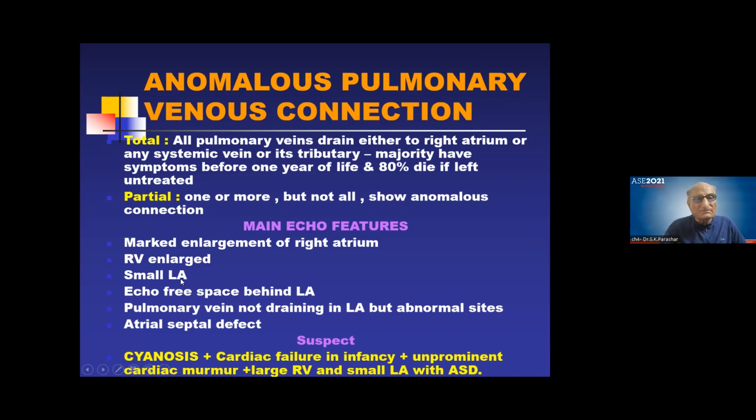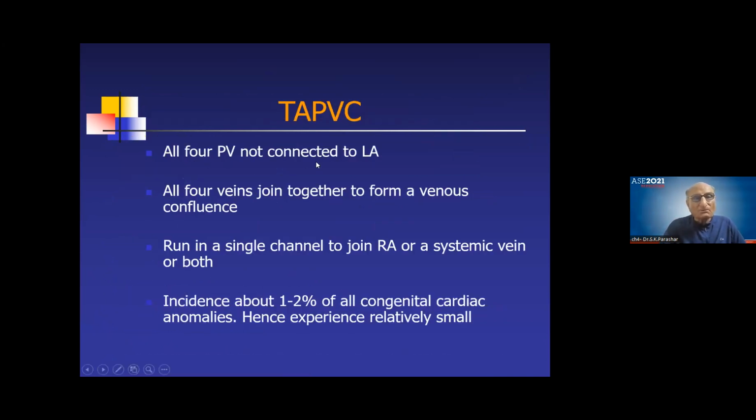Unlike tricuspid atresia, in which the RV was small, here the LA is small because the blood is going directly to the RA. This will show you an echo-free space behind the LA and an atrial septal defect. Now all four veins are not connected to the LA. All veins join to form a venous channel. This channel joins to the RA to drain the blood.